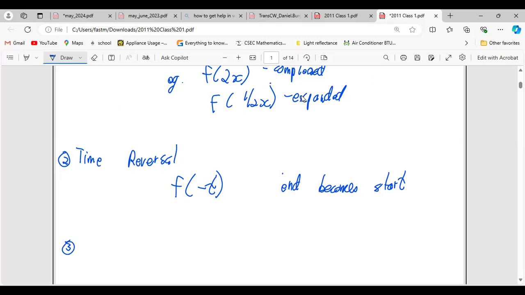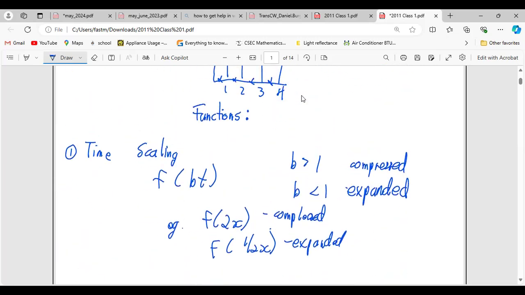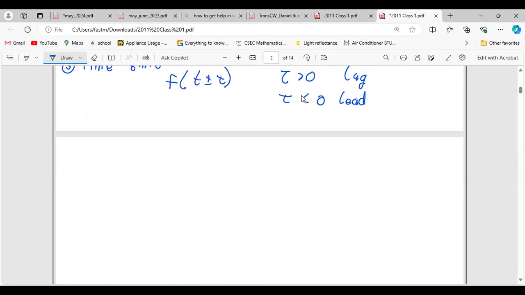The third one is a time shift. So you're shifting it left or right. That will be denoted as f of t plus or minus tau, where tau is what you're shifting by. If tau is more than 0, it lags, and if tau is less than 0, it will be a lead. And you will appreciate this more when we jump to the math. So we did time shift, time reversal, time scaling, and there's also one more, which is magnitude scaling.